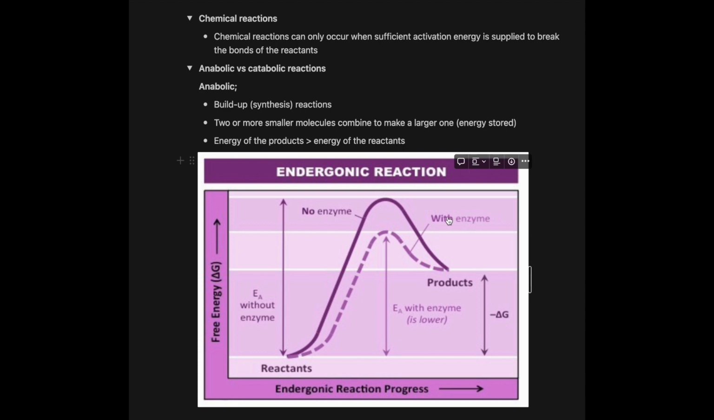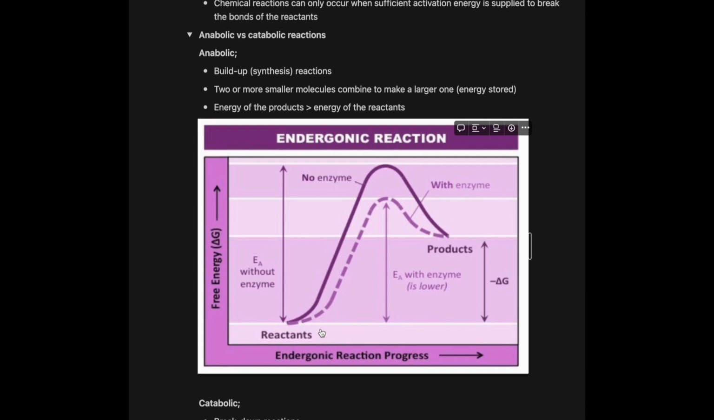So here we can see an energy profile diagram of an anabolic reaction. The EA is the activation energy, and the delta G is the enthalpy change. That's the difference in the energy between the products and the reactants. As you can see here, the energy of the products is higher than the energy of the reactants. Okay, the next one.